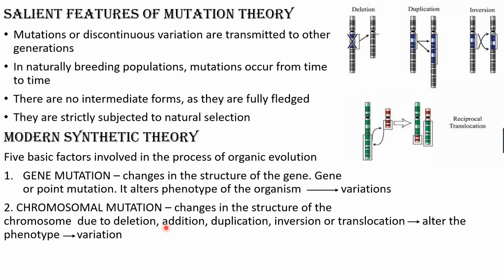Chromosomal mutation means not a single gene structure changes. Here the structure of the chromosome changes. There are four different ways the chromosomal structure changes: deletion, addition, duplication, inversion or translocation. These chromosomal mutation changes alter the phenotype and lead to variation. So we'll see the meaning of deletion, duplication, inversion, and translocation.